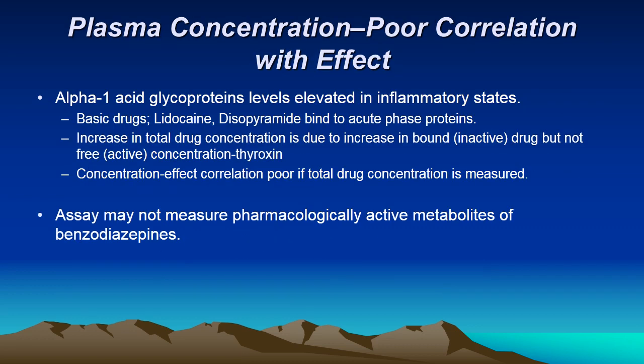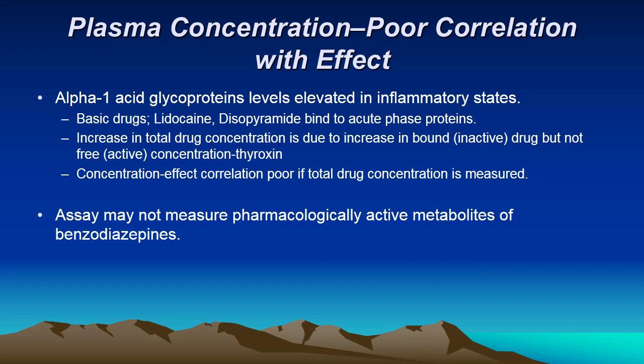Sometimes plasma concentration has a poor correlation with the drug actions or effects. For example, highly protein-bound drugs, particularly basic drugs bound to alpha-1 acid glycoproteins, will have very varied blood levels of free drug concentration, because in inflammation the level of the glycoproteins is increased. Therefore, lidocaine and disopyramide will bind to these proteins, which are manifestations of acute phase reactants.